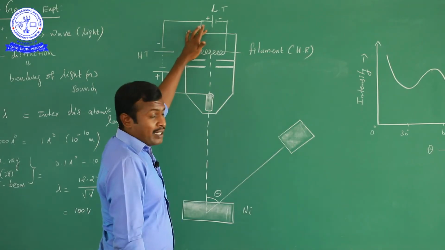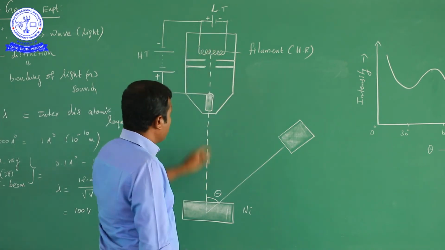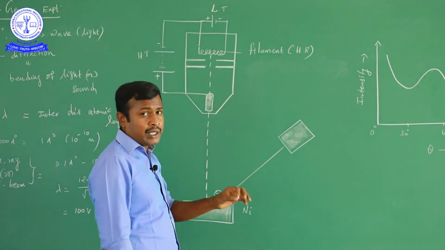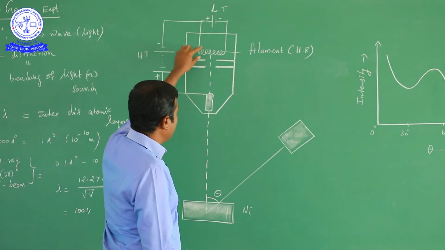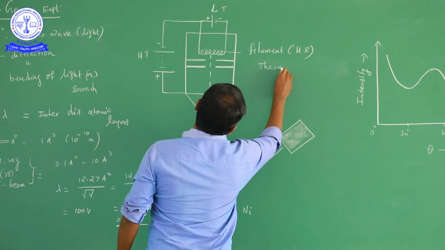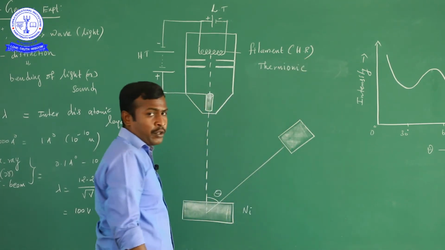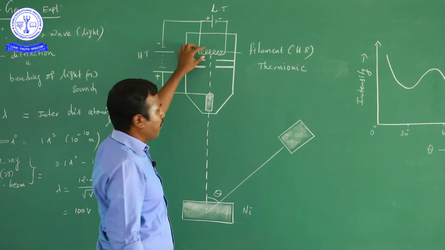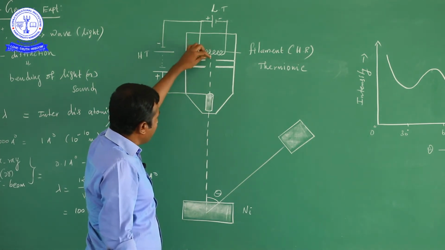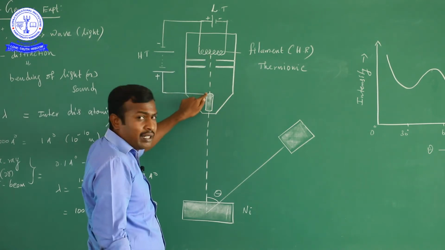The low tension battery is connected with the filament. The filament offers high resistance, so due to the high resistance all the current passing through the filament is converted into heat energy. By the heat energy, or thermionic emission, the filament loses electrons. The direction of the electrons is indicated by the dotted lines.